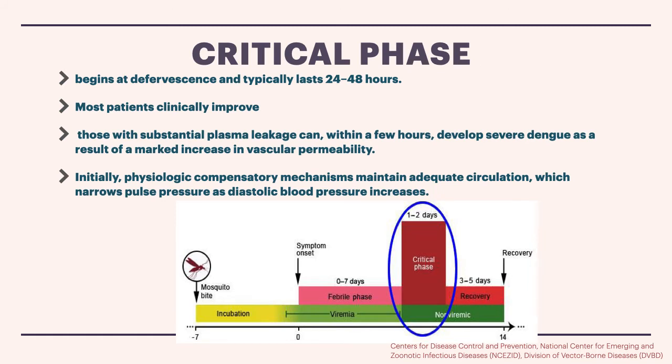So the next phase is the critical phase, and it begins at the defervescence and typically lasts for 24 to 48 hours. Most patients in the critical phase clinically improve, but those with substantial plasma leakage can, within a few hours, develop severe dengue as a result of a marked increase in vascular permeability. Initially, physiologic compensatory mechanisms maintain adequate circulation, which narrows pulse pressure as diastolic pressure increases.